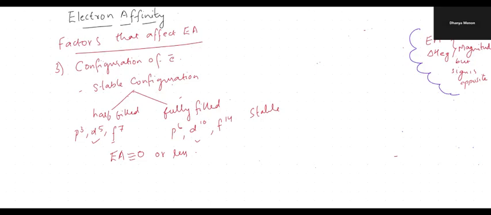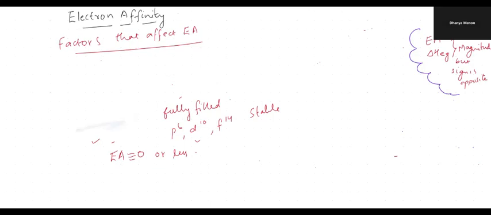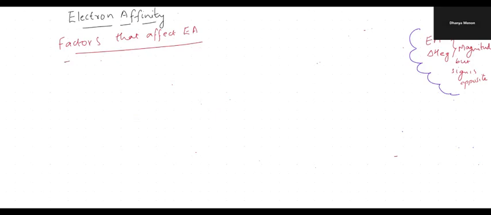Now coming to trends along the period and down the group. For trends, we study along the period. First is along the period, from left to right. Now, along the period, the general trend you know.